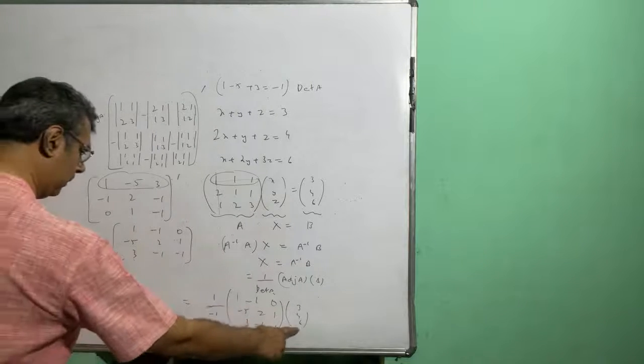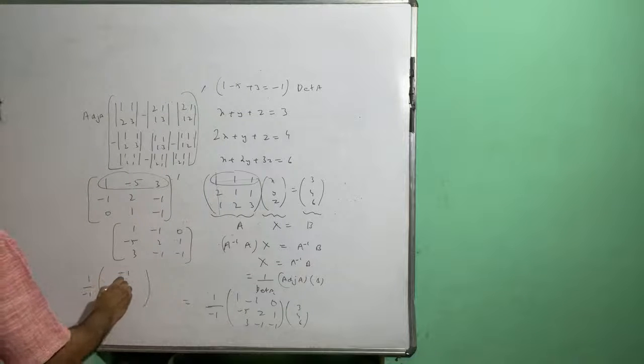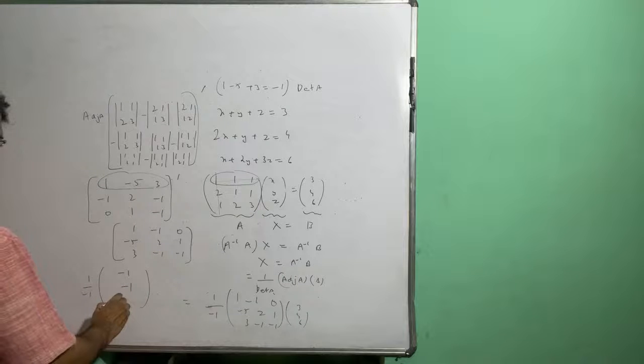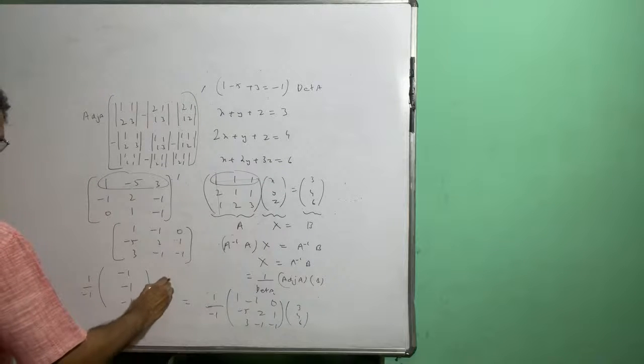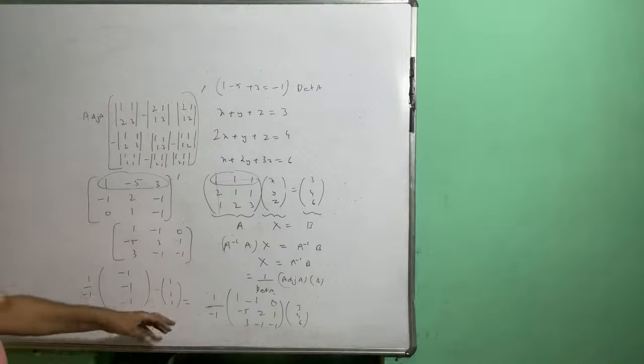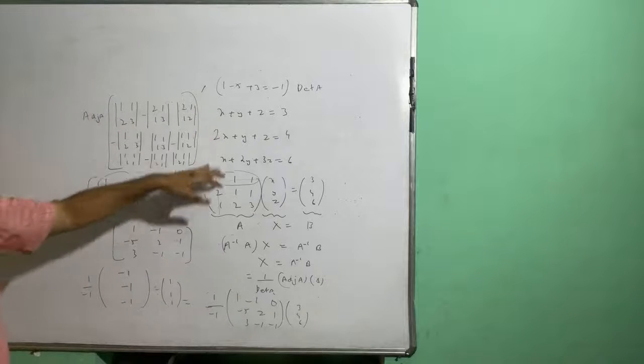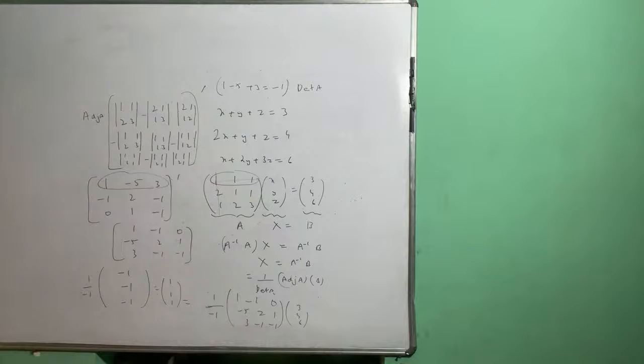So now if you multiply these two, this will be minus 1, this is also minus 1, this is also minus 1. So ultimately it is coming to 1, 1, 1. So that means x, y, z will be 1, 1, 1. That will be the solution of these three equations, right? So in this way we can solve this type of question.